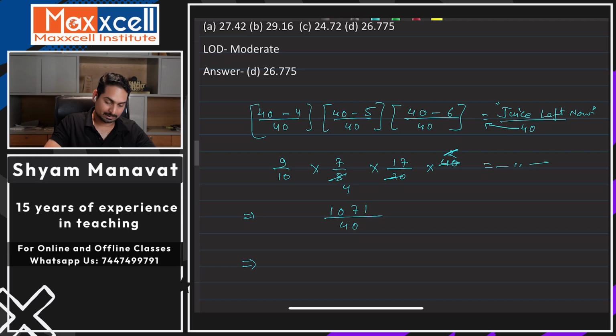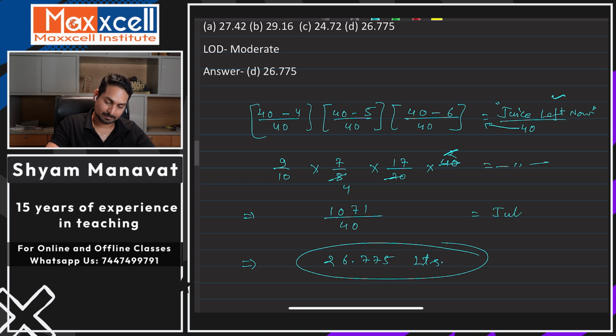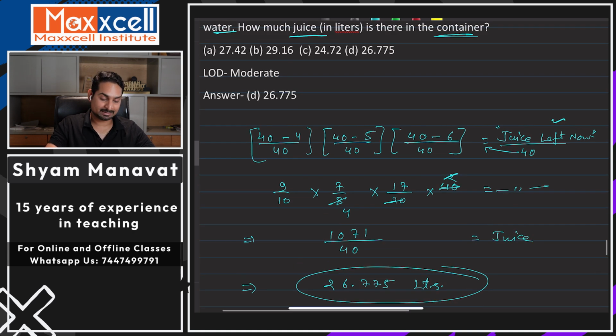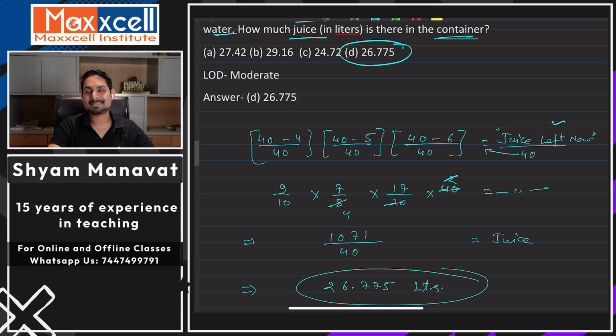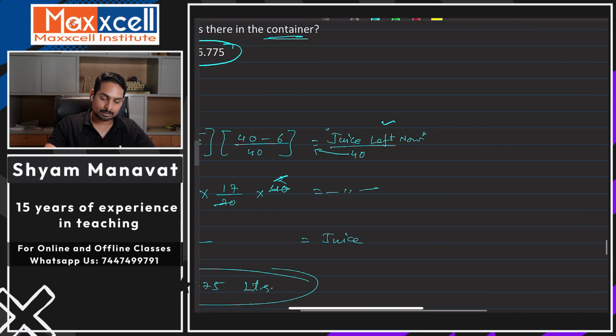So आपका आंसर कुछ आना चाहिए 26.775, ऐसा आपका आंसर आना चाहिए. So this much part of juice is left now. This much part of juice is left now in the container. That's your answer. Option number D is the answer. Easy है. The only difference is what?